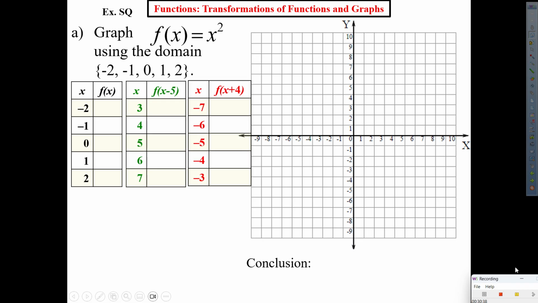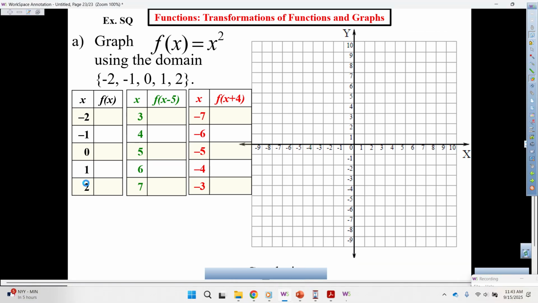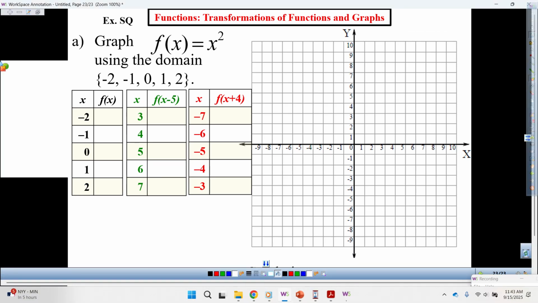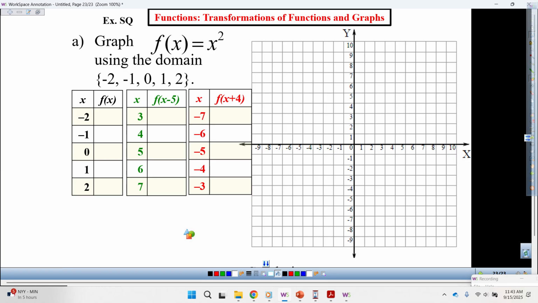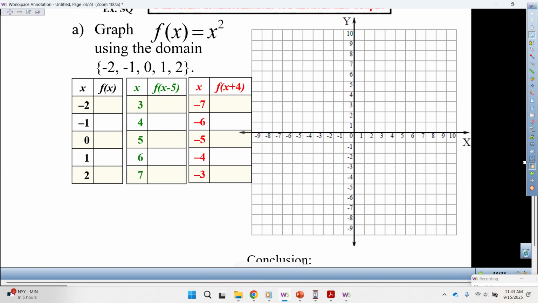Copy that. I'll give you some time. All right, for the sake of time, I'm going to make some room on the left side so that we can do the work for the first table, just like what we did with the other.